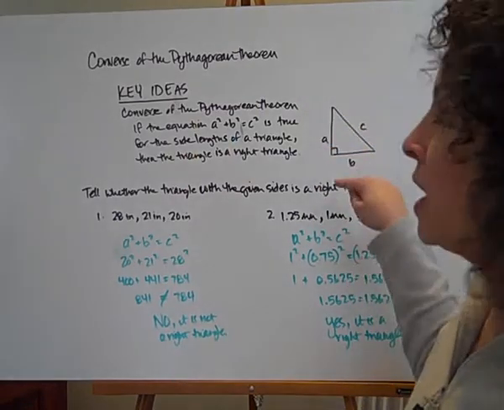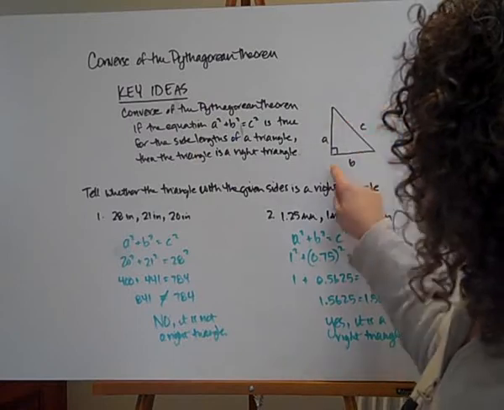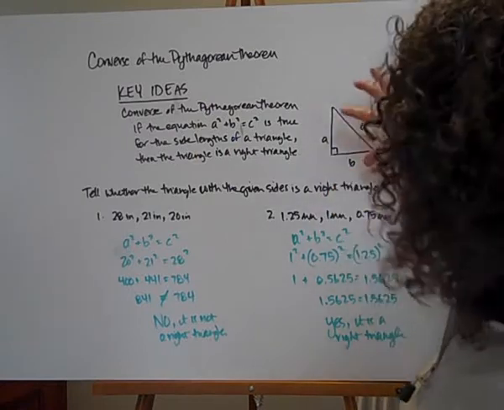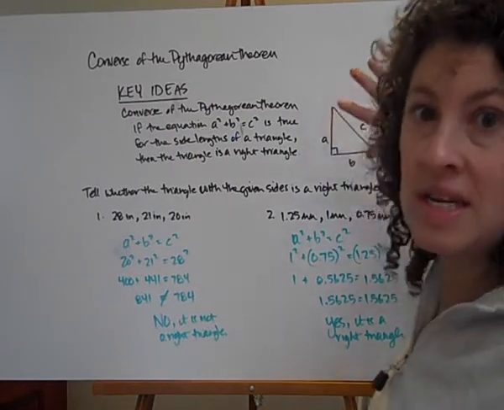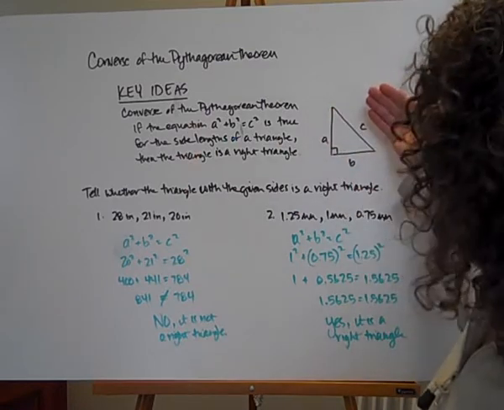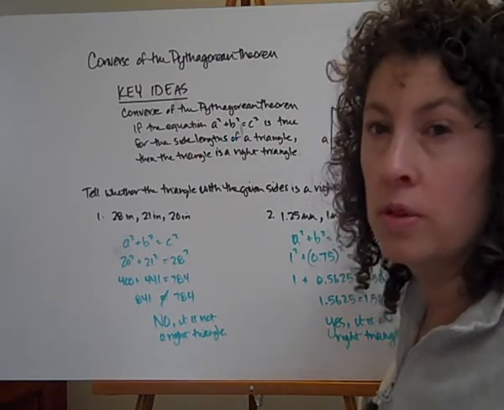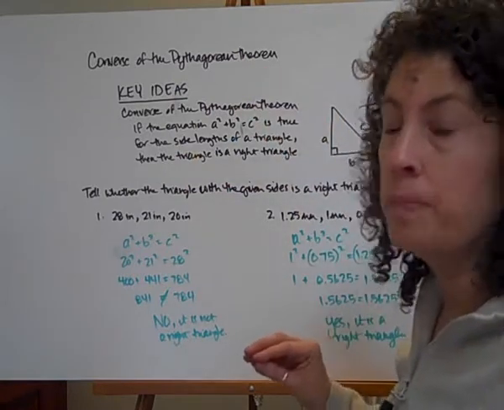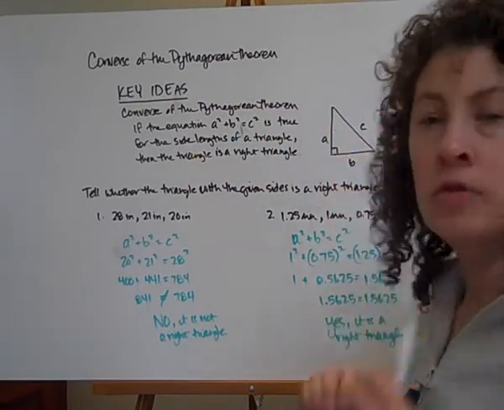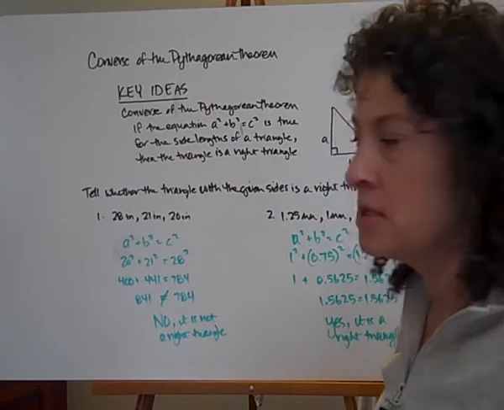So again, remember that our right triangle is a triangle where we have a right angle in one of the corners. A and B are the shortest sides, and the hypotenuse, my C, is my longest side. That's an important part here when we're working with this converse of the Pythagorean theorem. Remembering that A and B are the shortest of the three sides.